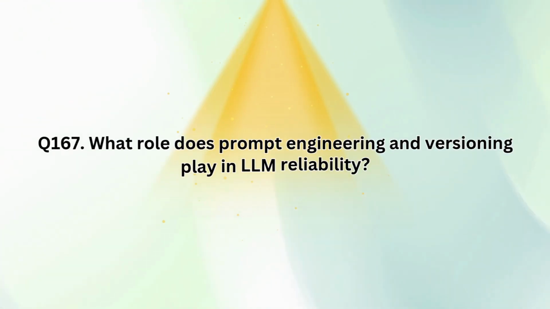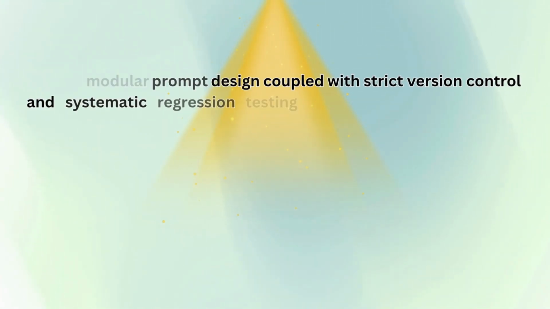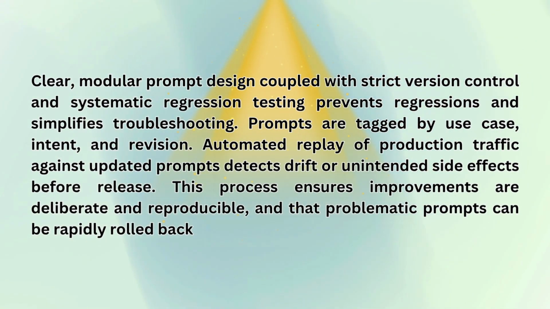What role does prompt engineering and versioning play in LLM reliability? Clear modular prompt design coupled with strict version control and systematic regression testing prevents regressions and simplifies troubleshooting. Prompts are tagged by use case, intent, and revision. Automated replay of production traffic against updated prompts detects drift or unintended side effects before release.